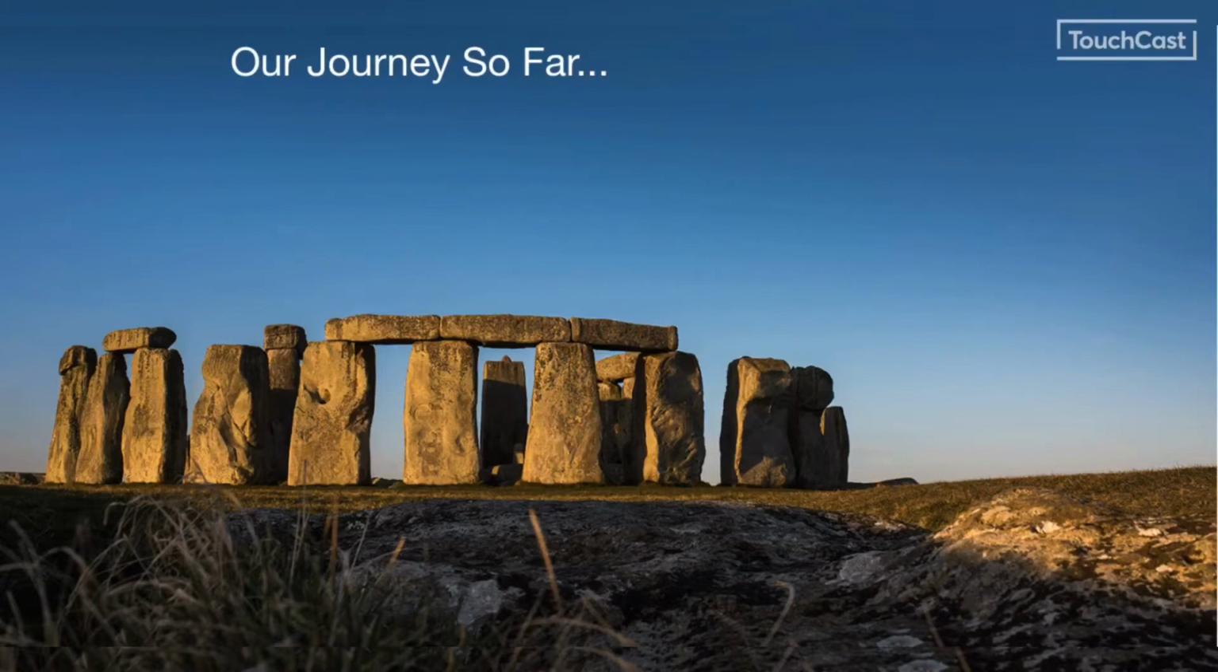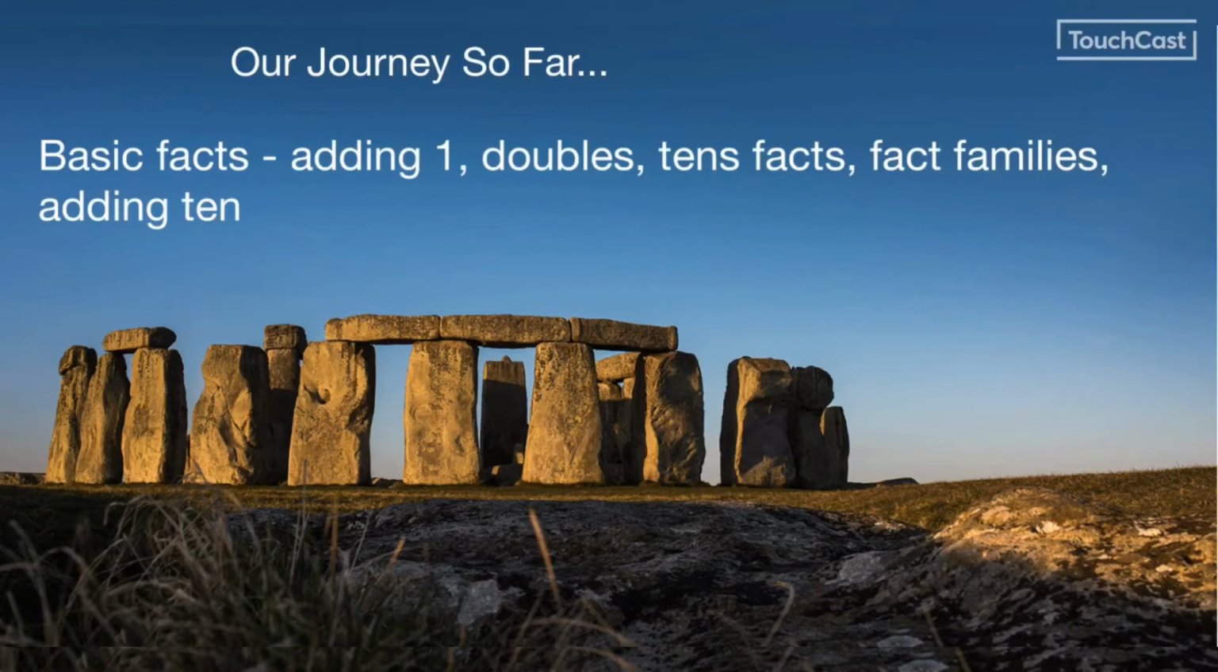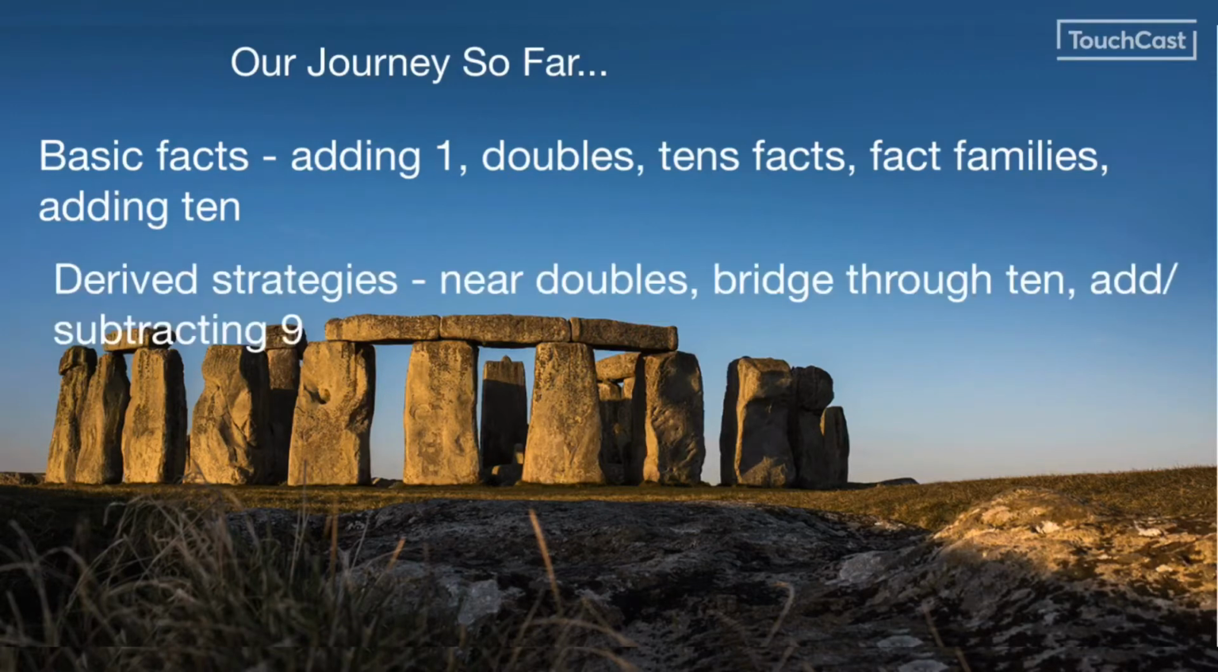We started off with our basic facts, which is adding 1, our doubles, our tens facts, our fact families, and adding 10. That was the start of what we were learning about with addition and subtraction. Then once we worked out that it was really handy to learn those and to know those, so to know what it was when you added 1 and to know our doubles facts, to know all the ones that equal 10 and how to turn around and use our fact families and how to add 10. Once we learned all those, then we moved on to our derived strategies, which is where you use one strategy to work out another strategy.